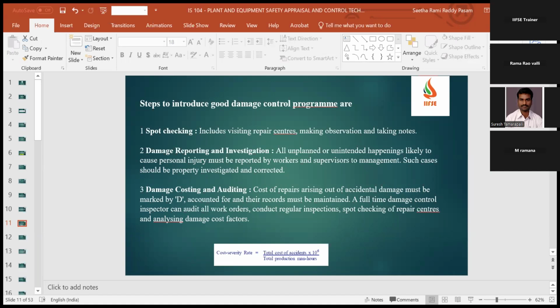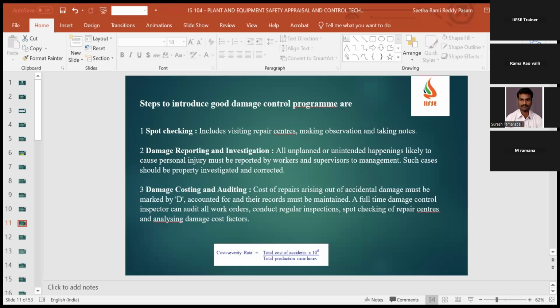The maintenance department takes care of the equipment cost. If you have different systems, it is fine. If you do not have such systems, then you should incorporate it in the safety investigations itself, so that we can collaborate with the maintenance team to investigate such cost. Then accounted for by D, and also their records must be maintained.